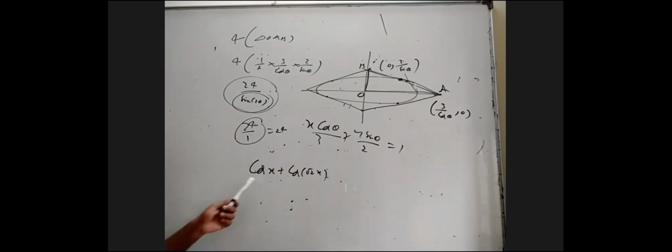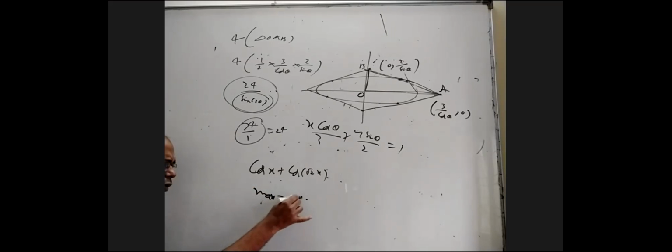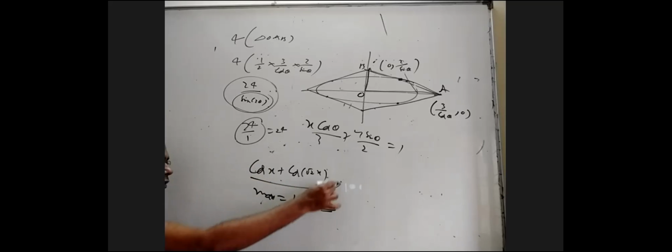Before even solving the question, can somebody tell me cos x plus cos root 2x, what is the maximum value? Cos x alone, what is the maximum value? 1, sir. Cos root 2x, what is the maximum value? 1. So the total maximum value will be 1 plus 1, which is equal to 2. And is there any x value for which it is attained? Sir, 0.